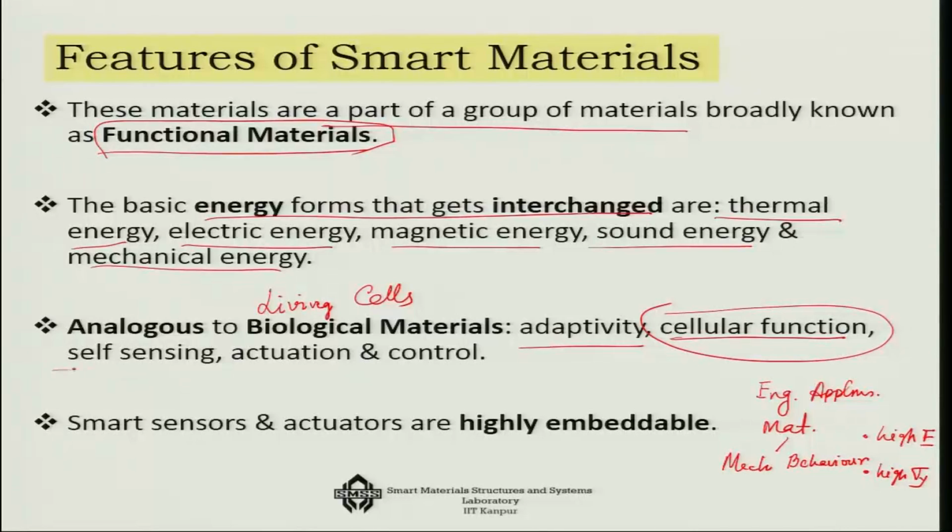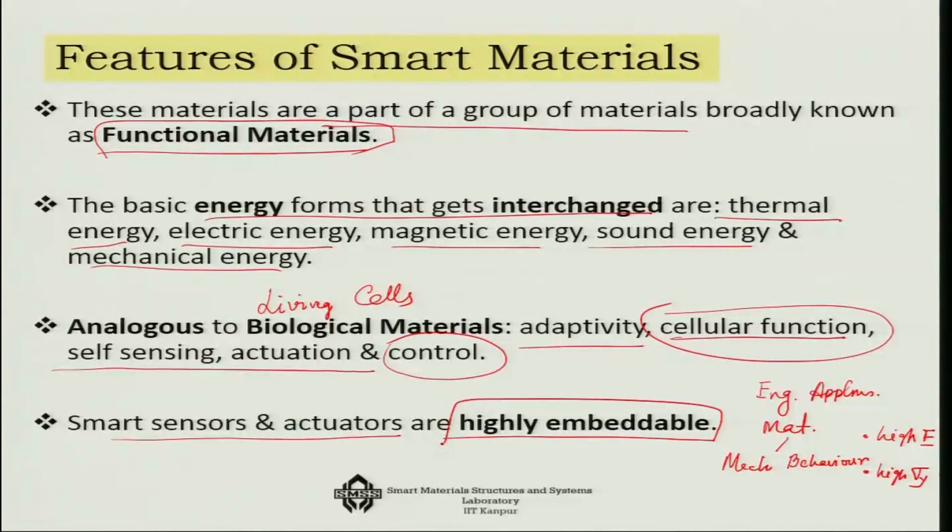They are self-sensing and actuating, which means that you can generate forces from them, and you can also use them as a sensor. That is why they are self-sensing and actuating. And not only that, you can actually control them. You can change these behaviors. Finally, these sensors and actuators are highly embeddable.